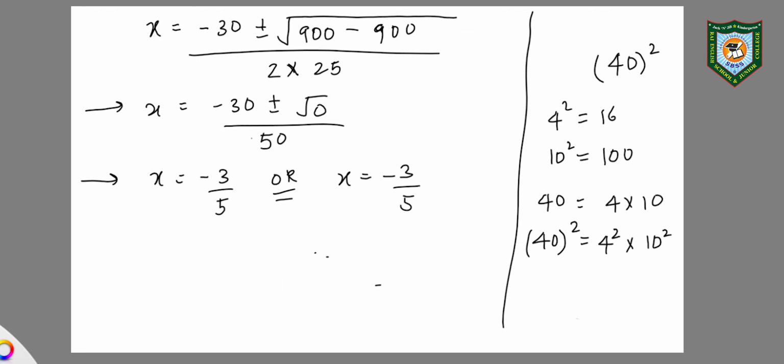In this case, x is minus 3 by 5, so there is only one solution, but we can say that both the roots are equal.